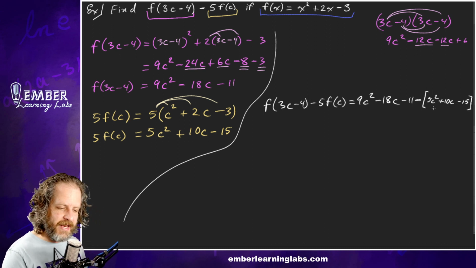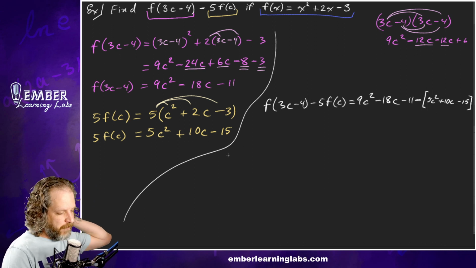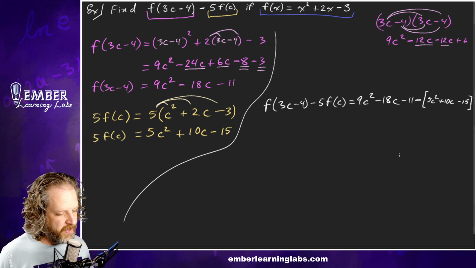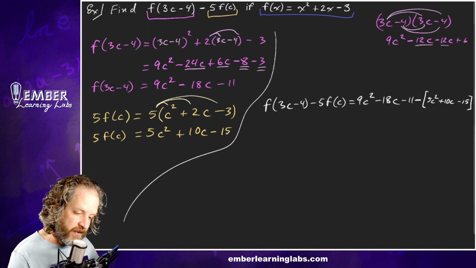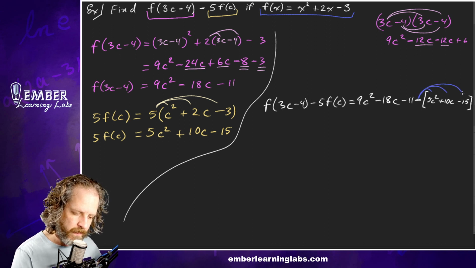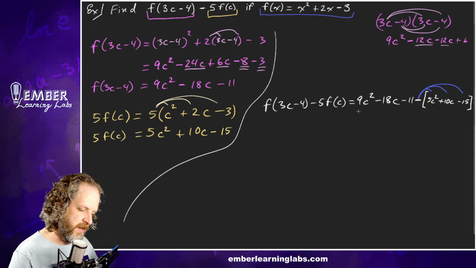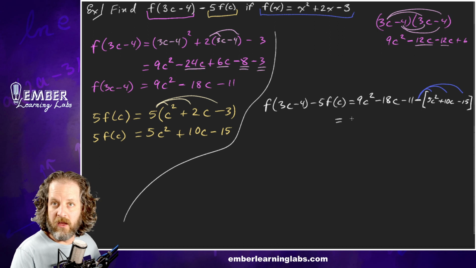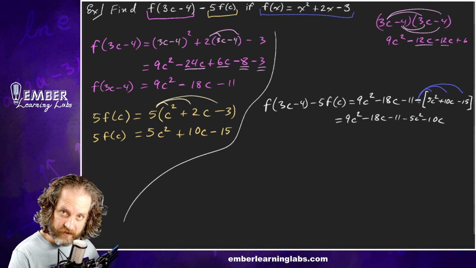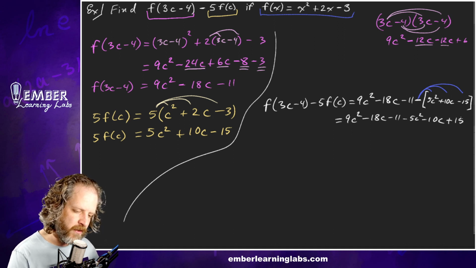So what do we got to do here? We've got minus and then all this stuff. I did that in parentheses on purpose. We're doing minus this whole thing. So minus all of this, right? We have to make sure to do that, otherwise you're going to make a mistake on the negative, because we've got to distribute this negative, right? We have to do that before we can do anything else. So 9c squared minus 18c minus 11 minus 5c squared. Distribute the negative, so minus 10c plus, because negative times a negative is a positive, so plus 15.